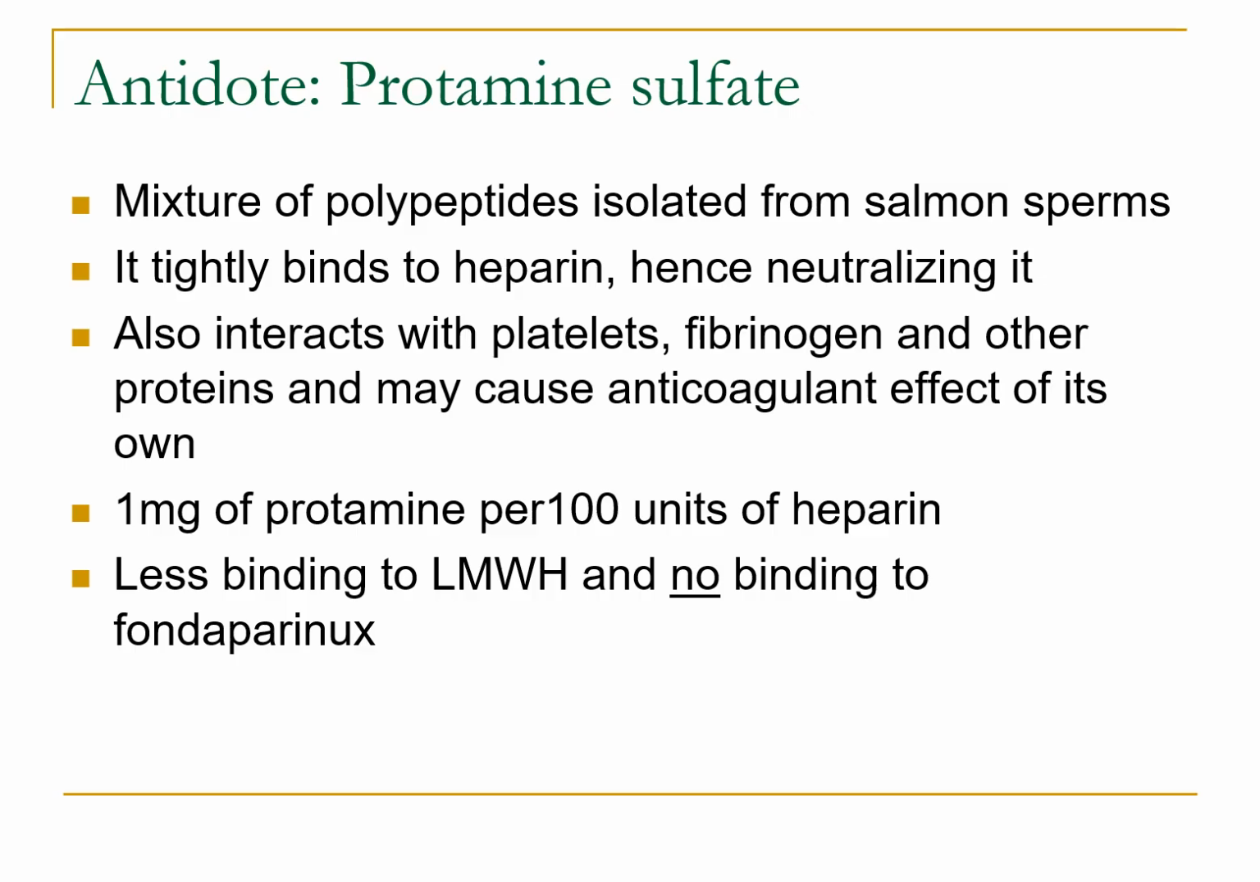Now, if a patient bleeds on an anticoagulant, unfractionated heparin in this case, the good news is that we can have an antidote. Protamine sulfate is an antidote that you can give in the hospital. It's a mixture of polypeptides isolated from salmon sperm. It's highly positively charged, so it tightly binds to heparin and neutralizes it. But one has to be careful because in addition to heparin, it may also interact with platelets, fibrinogen, and other proteins, so it may have an anticoagulant effect of its own. So one has to be careful.